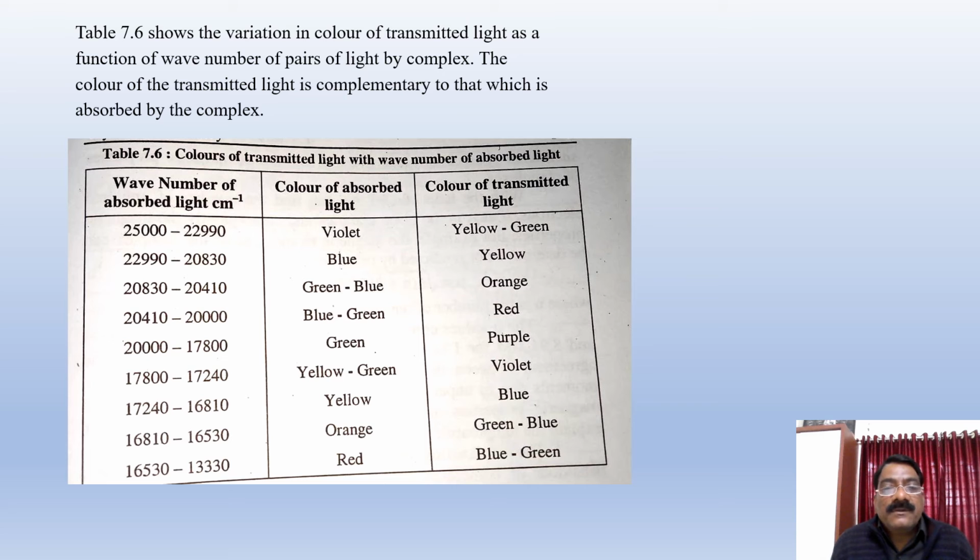If yellow green is absorbed, it transmits violet light, and violet is the color of the complex. If yellow light is absorbed, it transmits blue, and the appearance of the compound is blue. If orange light is absorbed, it transmits blue green, and blue green is the color of the compound. If red is absorbed, it transmits blue green, and that is the color of the compound.